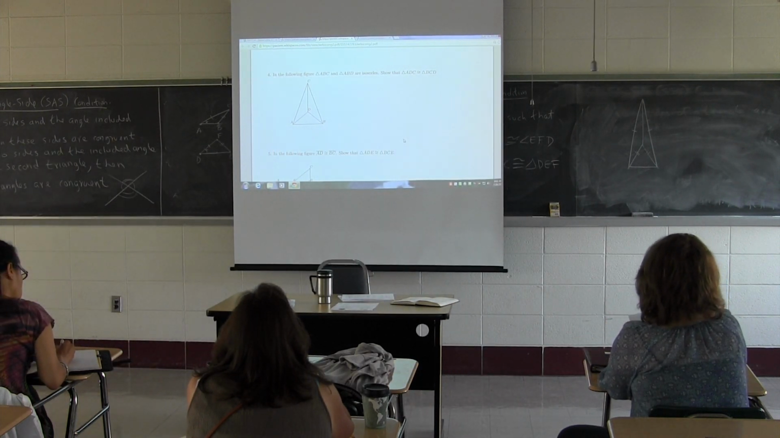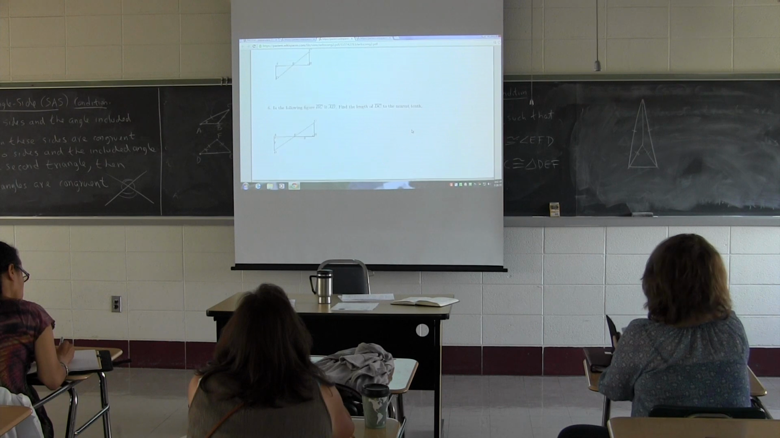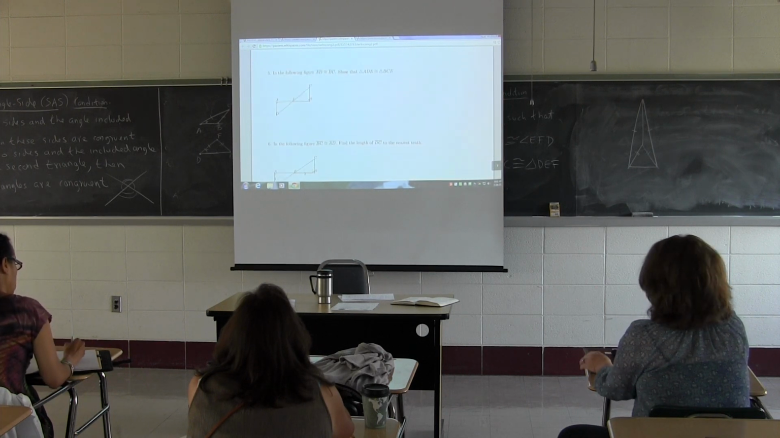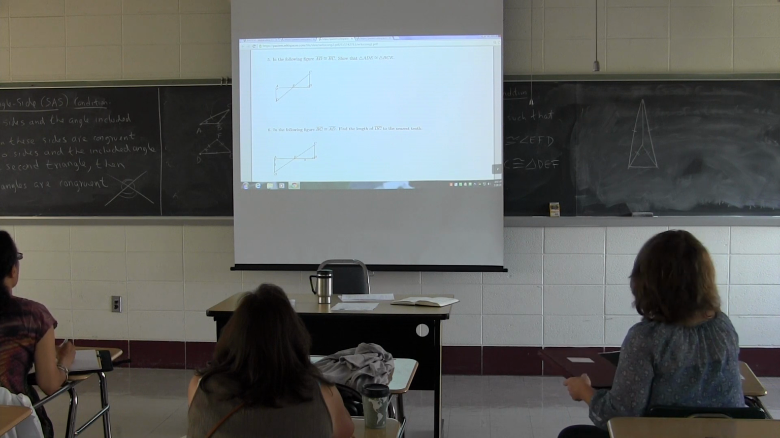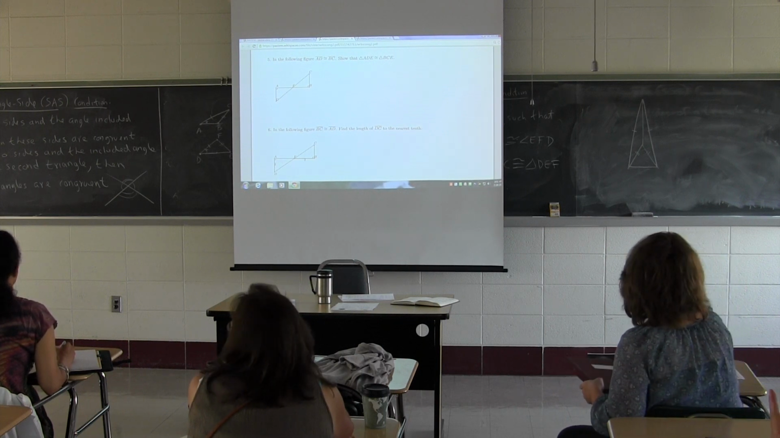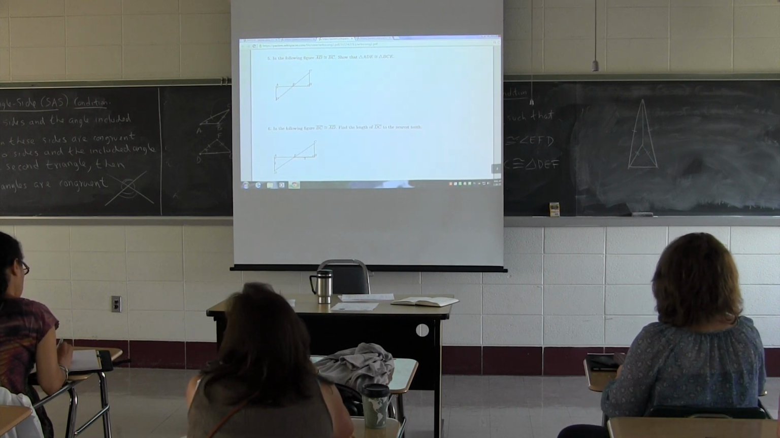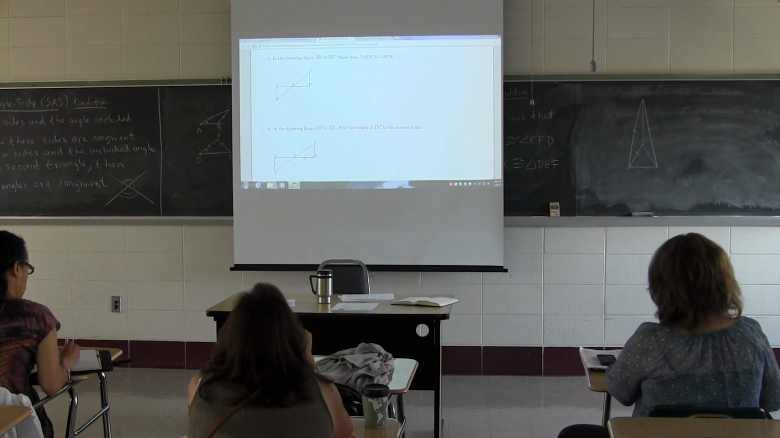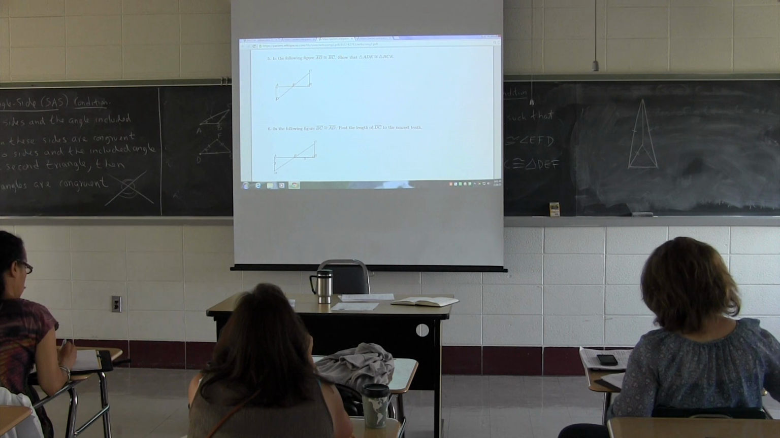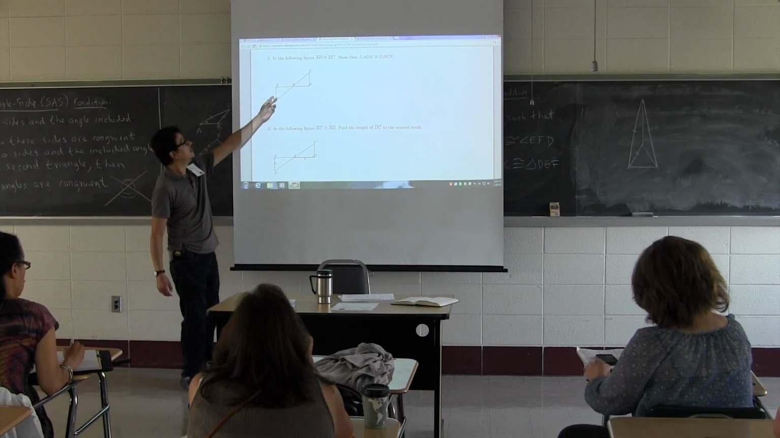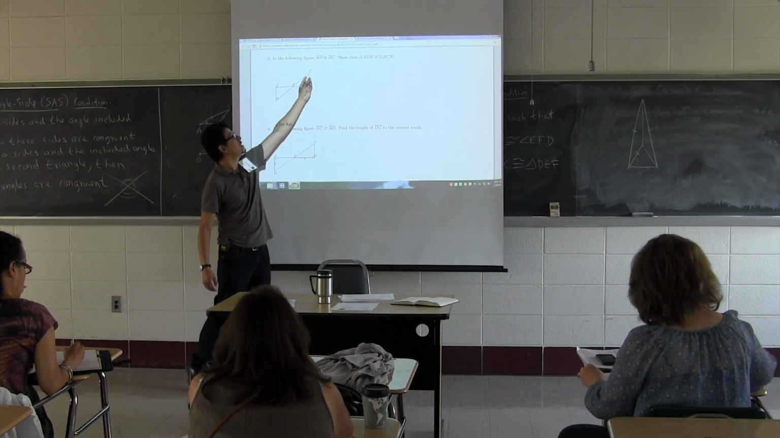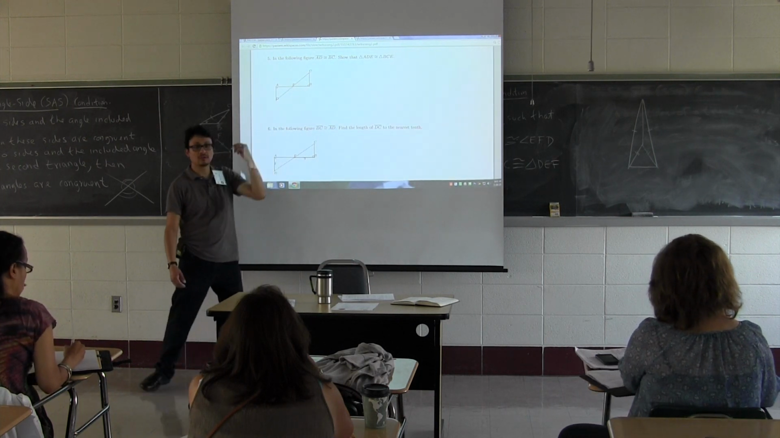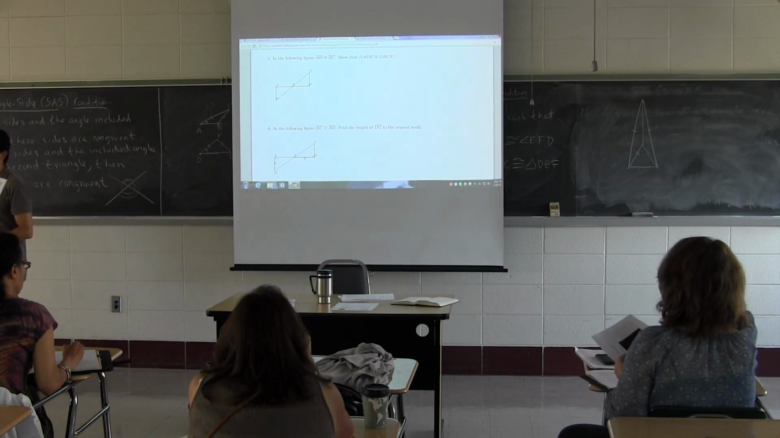Okay, so two more. And I have another worksheet after this one, and it's different. But okay, so in the next figure, the segment AD is congruent to the segment BC, and we want to show that this triangle is congruent to this one, and why?